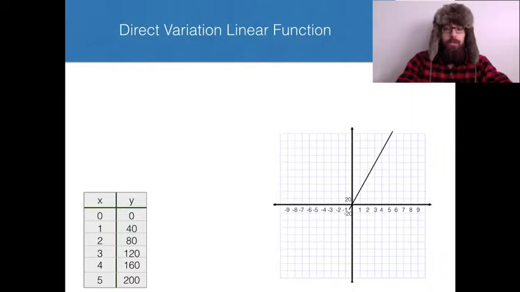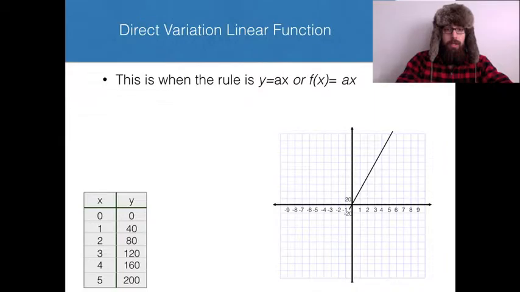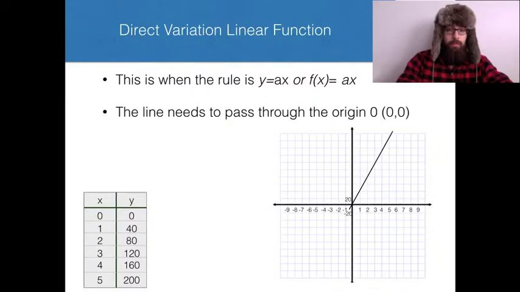So the next one we're looking at is a direct variation linear function. Okay, so we have our table, our x is going up by 1, and our y is going up by 40. Okay, so for this one, our rule is going to be y is equal to ax or a function of x is equal to ax. Basically, because we have 0 for the x and 0 for the y, we don't need b. Okay, it's not necessary. There's no point where the line is going through the y-axis. It's going through at the origin 0, 0. Okay, so for us, for a direct variation linear function, the line needs to go through the origin at 0, 0.